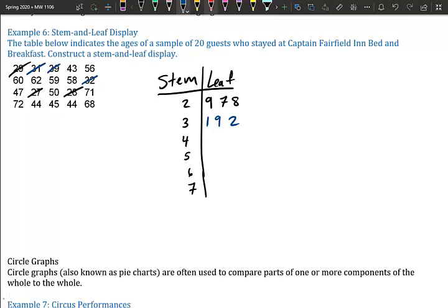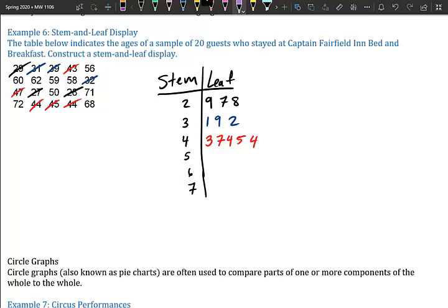Next we move on to our 4s. So we have 43, so 4, 3, that's 43. Then we have 47, so 4, 7. Next we have 44, so 4, 4. And then we have 45, so 4, 5. And then we have another 44, so 4, 4. You do repeat values here.